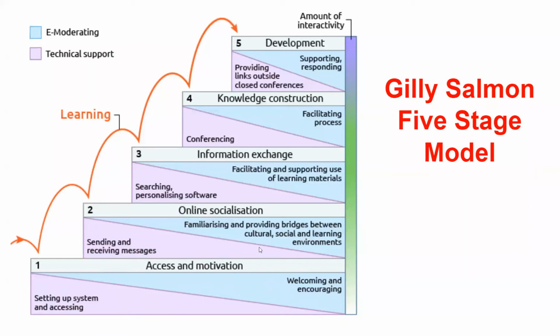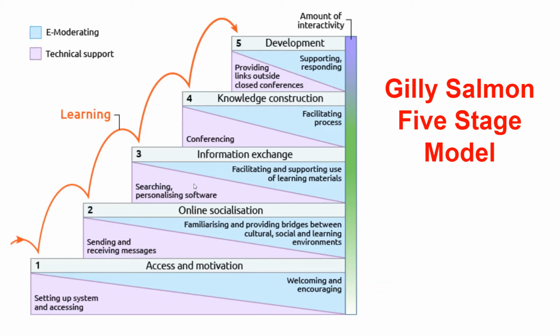Then she talks about online socialization as the second stage. And in that second stage, the goals are really around helping people to understand what are the practices of engagement in the space. So how do people interact with each other? What do we do to learn? What do we do to ask questions, and so on?